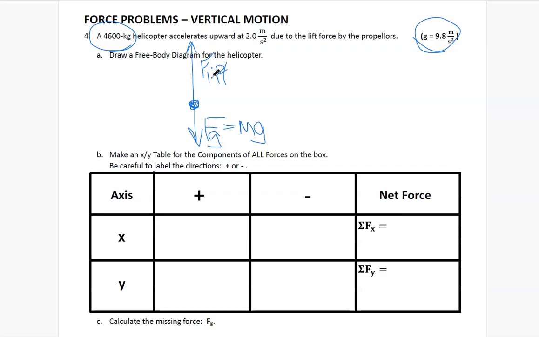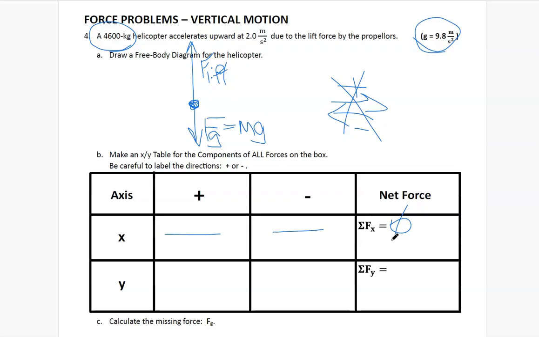Now, when we're filling in our XY table, the X are the horizontals. There is no horizontal force. There's no force in that direction. So we can ignore those. So our net force in our horizontal direction is just 0. It's 0 because there's nothing to add up.